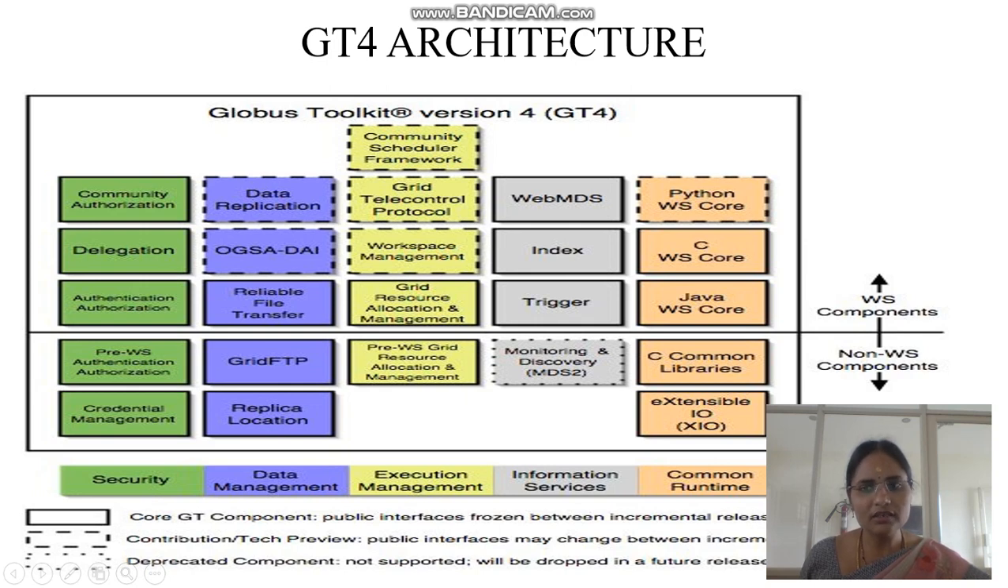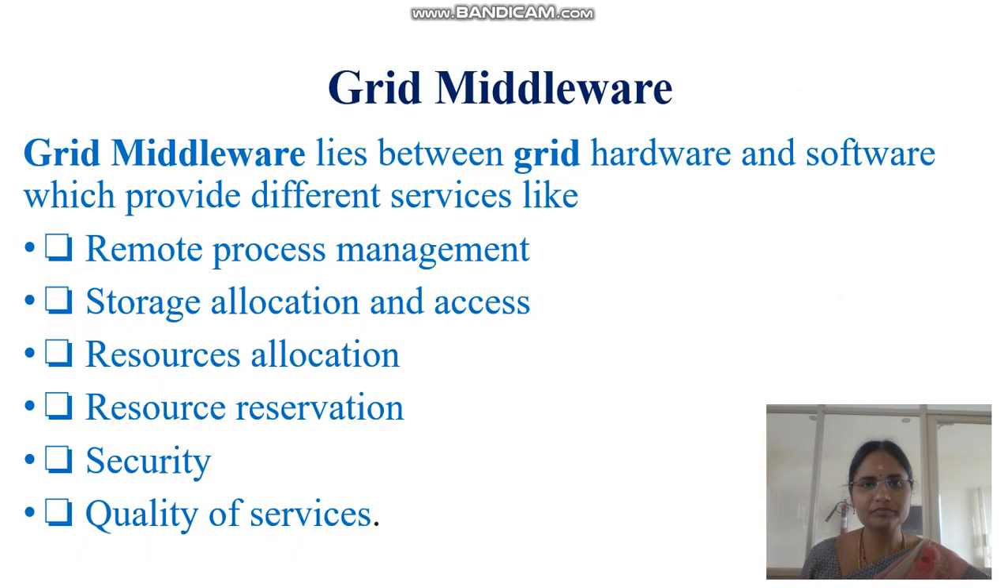So these are all WS components providing for executing such kind of grid applications in this area. Whereas the below ones, all the non-WS components, are also supporting to run our grid application. So this is our overall GT4 architecture. And not only these components, some additional components are also available in further GT4 versions.